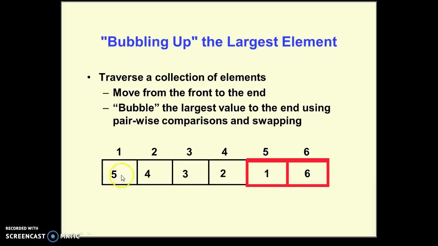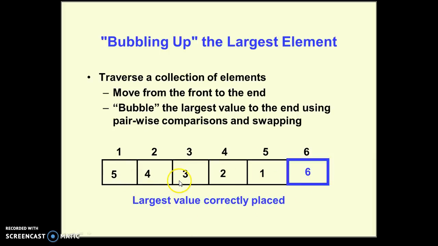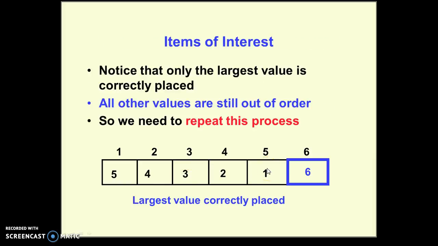You may see that we have exhausted all the pairs here, and after exhausting all the pairs, the highest element has bubbled up and gone to its place. So this forms one run. Like that, to sort all n elements, we will have to do the same pairwise comparison n minus 1 times. Notice that only the largest value is correctly placed. All the other values are still out of order, so we need to repeat the process.